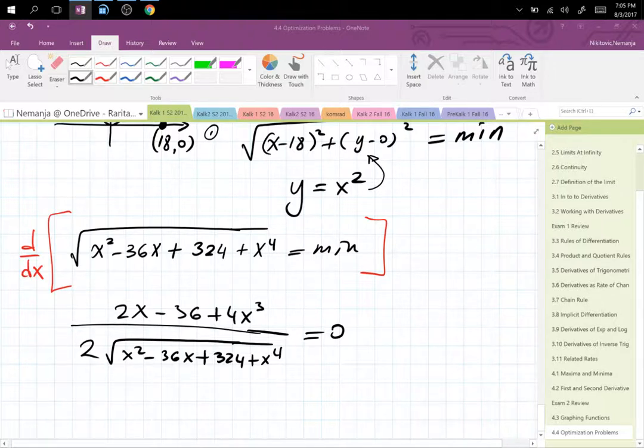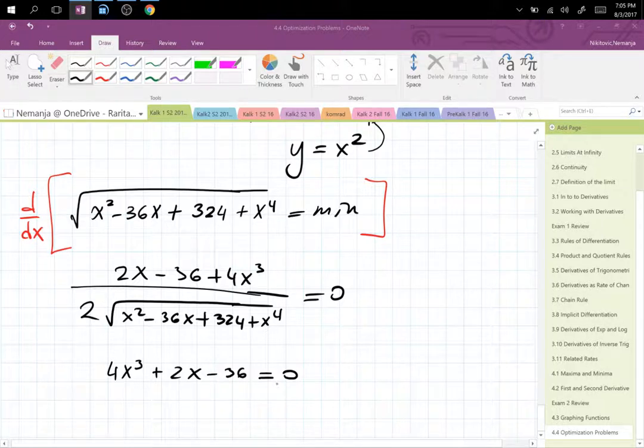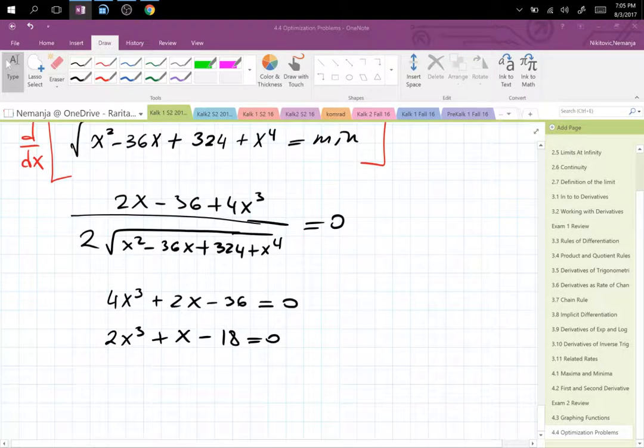Is this easy or hard? Easy. Because when you cross multiply, the denominator dies. It multiplies into 0, right? So all you worry about is 4x cubed plus 2x minus 36 equal to 0. But then this equation can factor out 2. So it's 2x cubed plus x minus 18 equals 0. So this is the equation that you need to factor and somehow solve.